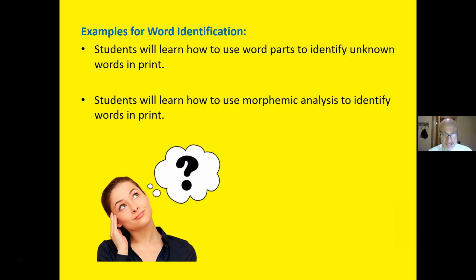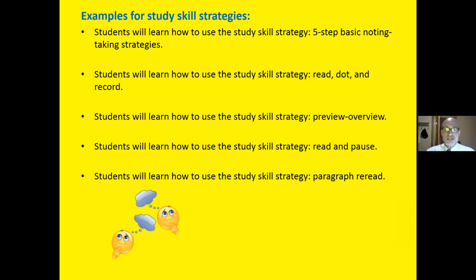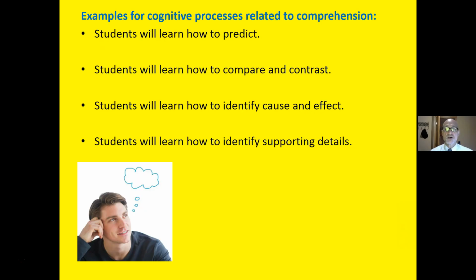Here are some examples for word identification. You can stop the video and look at those. Examples for a study skill strategy, and this is the lesson plan you'll be doing if you're in my class. Students will learn how to use the study skill strategy. One sentence, a statement, or a cognitive process related to comprehension. Stop and look at these.